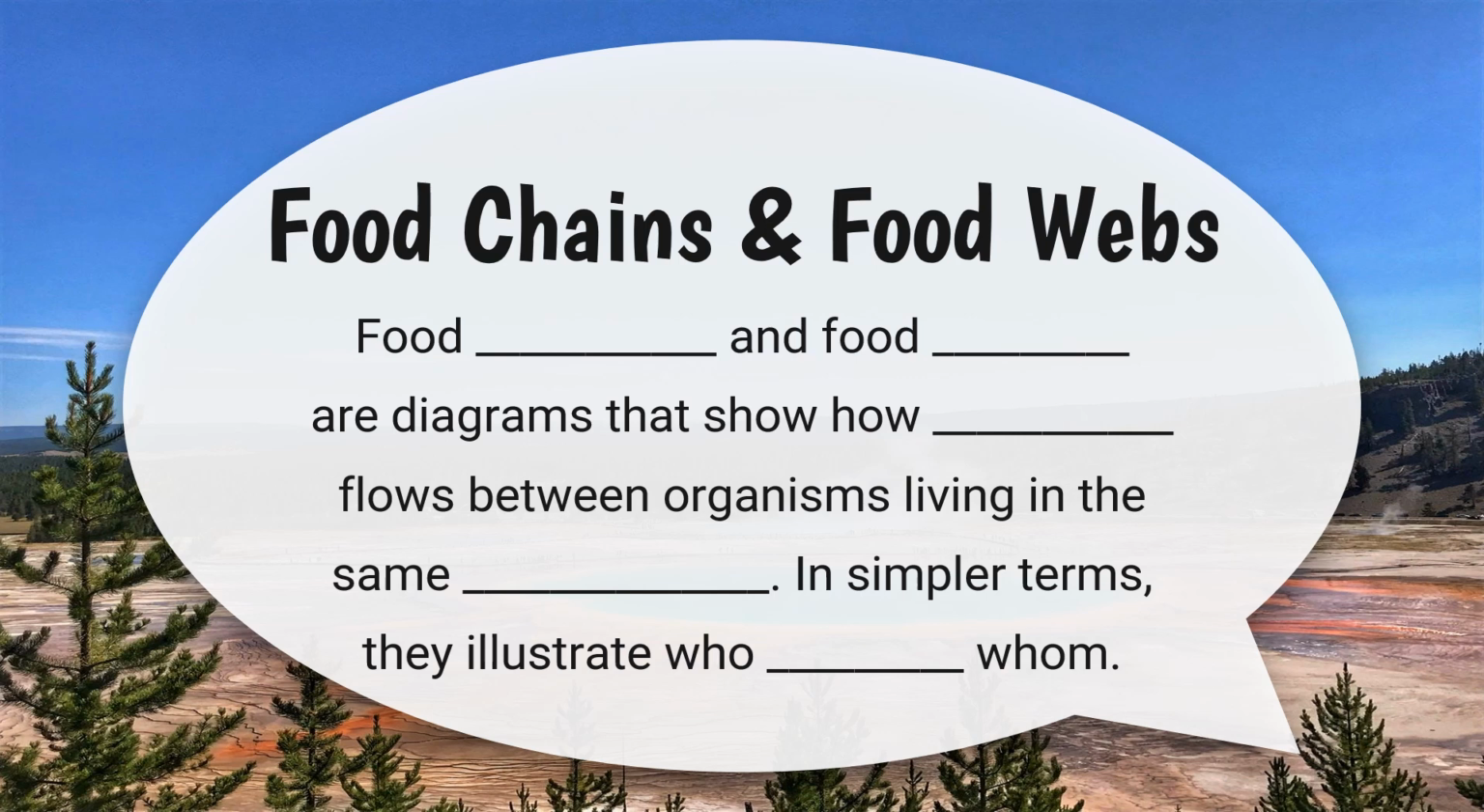Okay, food chains and food webs. Food chains and food webs are diagrams that show how energy flows between organisms living in the same ecosystem. In simpler terms, they illustrate who eats whom.